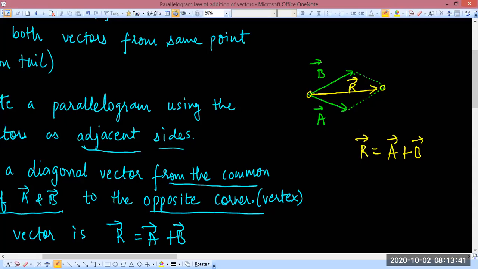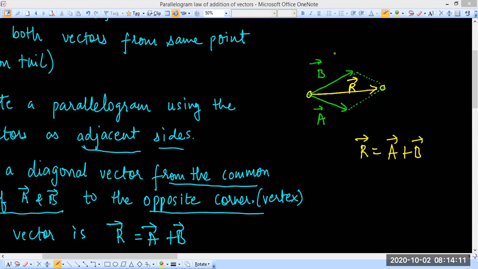Again, I would request you to remember these steps, because you may have to use this law. Now of course, I am sure you will have a question: what's the need for this second law? We could add with triangle law also, right? No, I've drawn the dotted line because there is nothing over there. That was just to complete the parallelogram.